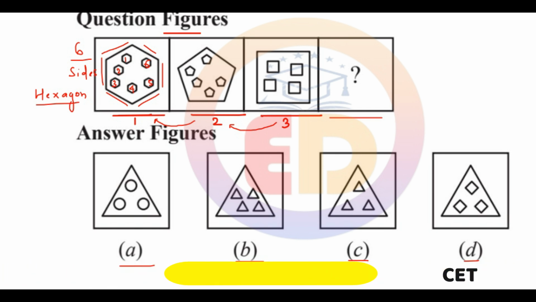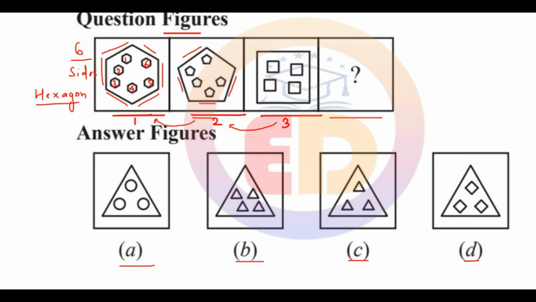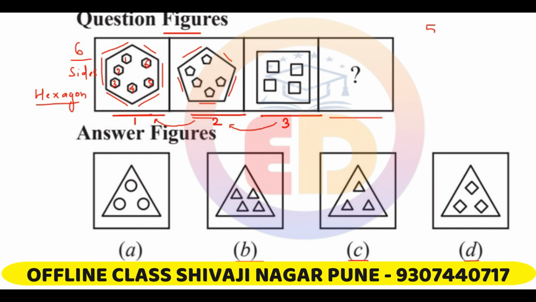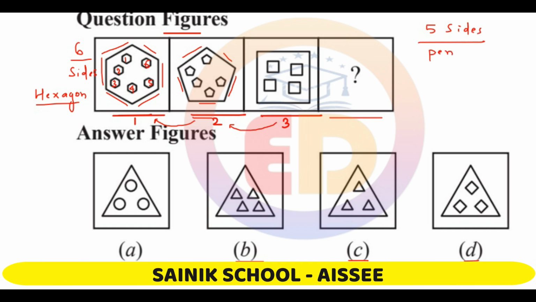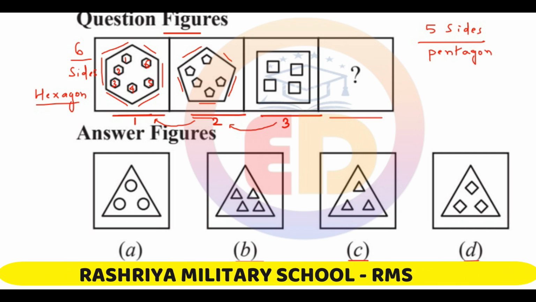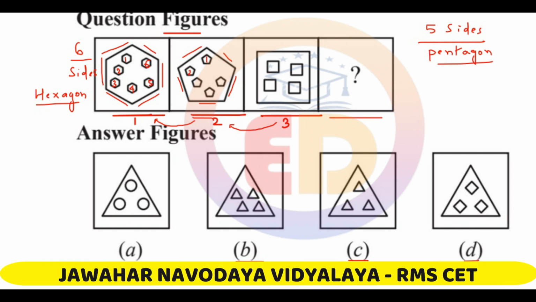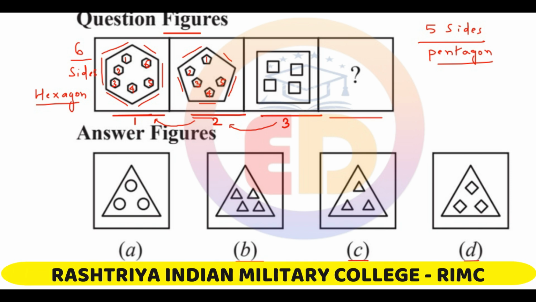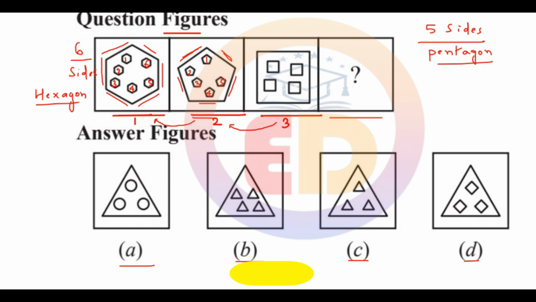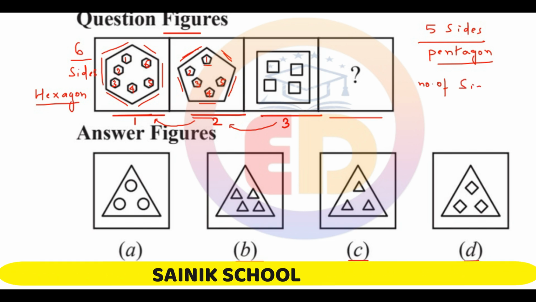Now let us go to the second figure. In the second figure, I count the number of sides outside: 1, 2, 3, 4, 5. 5 sides will be a pentagon. And inside this pentagon, you see the number of elements are also 5: 1, 2, 3, 4, 5. So as I understand, the pattern here is the number of sides is equal to the number of elements inside.